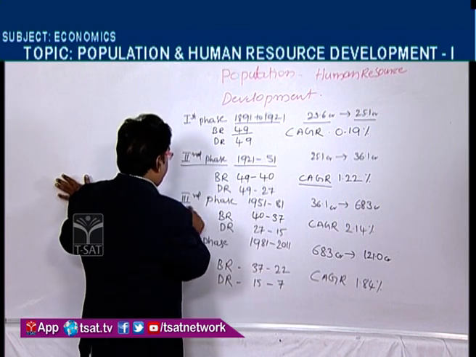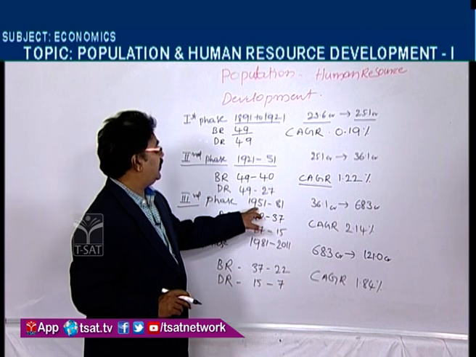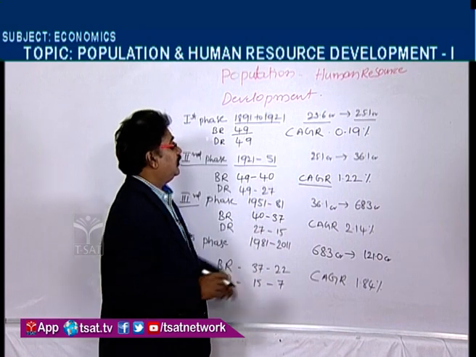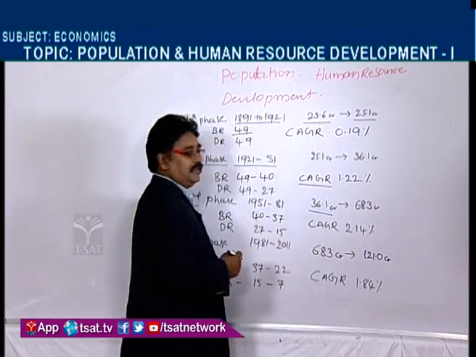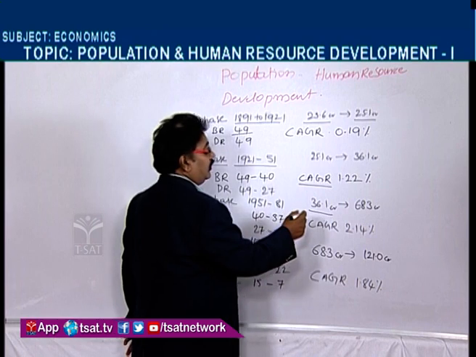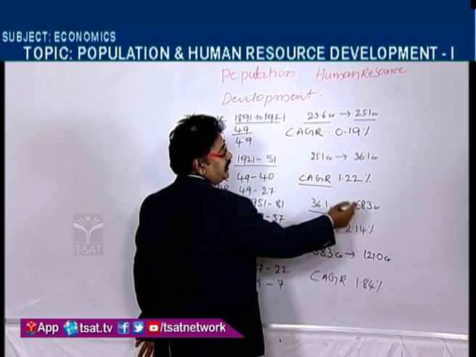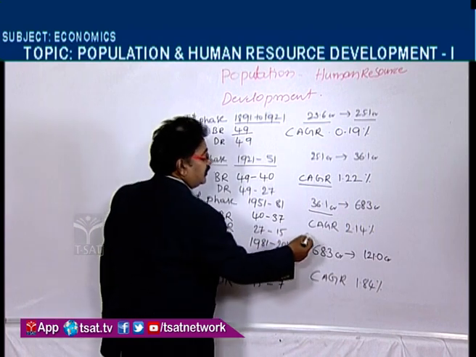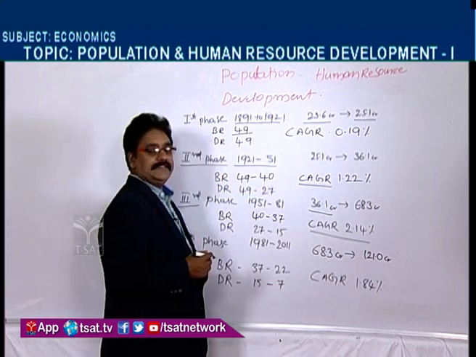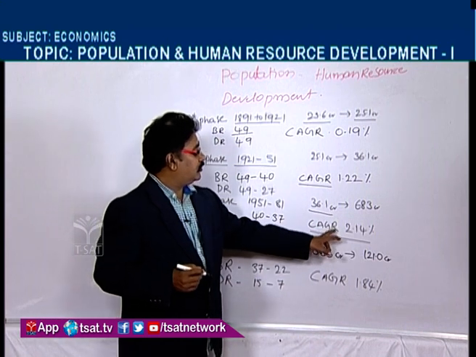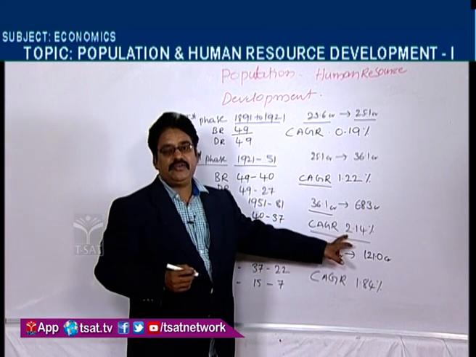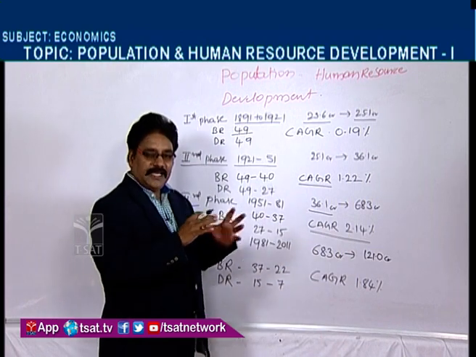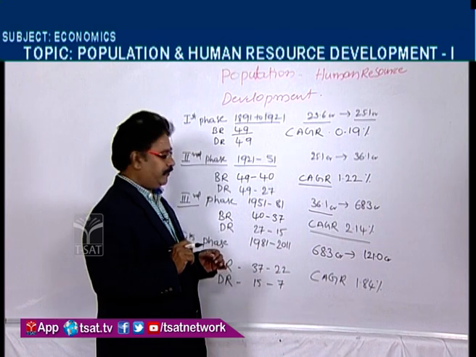If we observe the third phase, 1951 to 1981, during these 30 years our population almost doubled. Not doubled, but it increased from 36.1 crores to 68.3 crores. The speed of increase of the population has increased. The compound annual growth rate of population is 2.14. This is the situation. Population explosion has started in India.